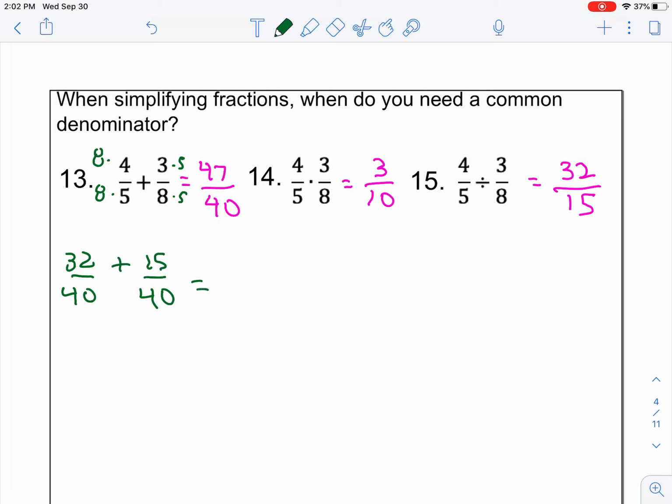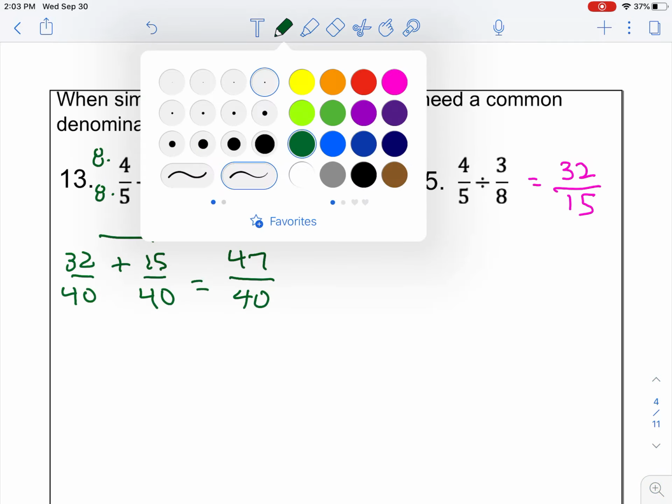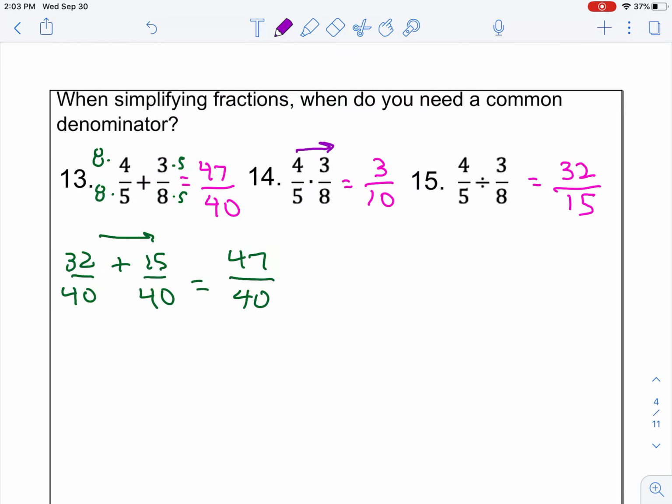Now when I add and have a common denominator, you keep the same denominator. Remember, you went to all that work to get the common denominator, so keep it. Now just add the two numerators, and that is going to give us 47 40ths. Question 14, multiplying. When you multiply fractions, you don't need a common denominator. So you just multiply straight across, and you get 4 times 3, that gives you 12, and 5 times 8 gives you 40. We always reduce our fraction.